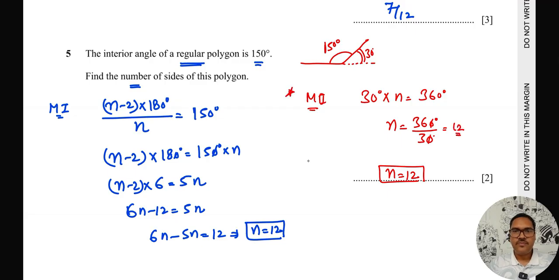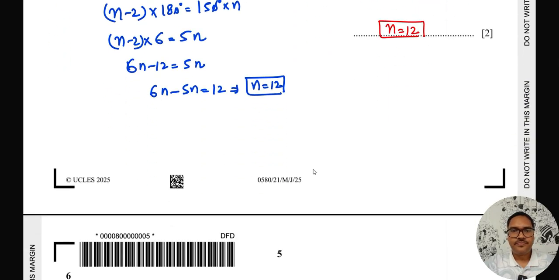So this is an easier way to solve this. The sum of exterior angles of an n-sided polygon is always equal to 360 degrees, and all will be equal because this is a regular polygon.